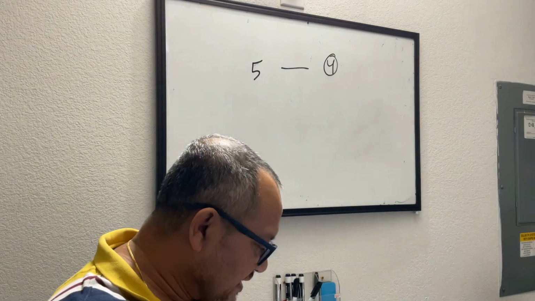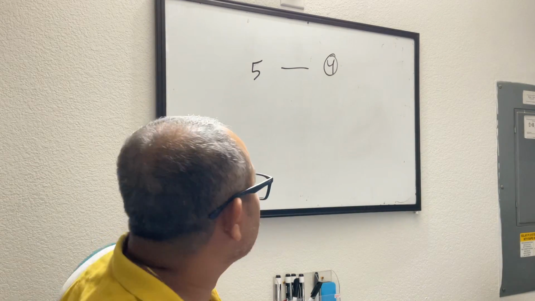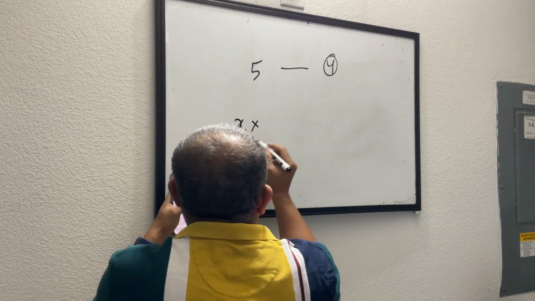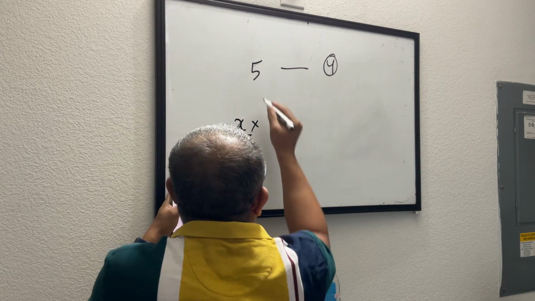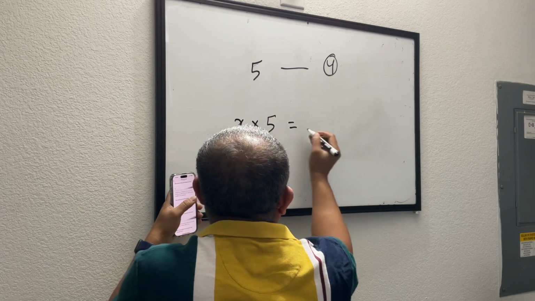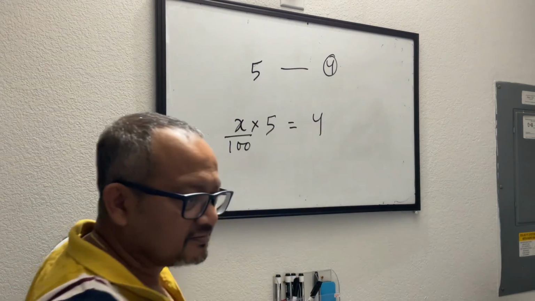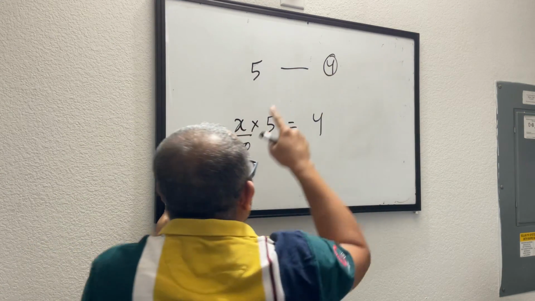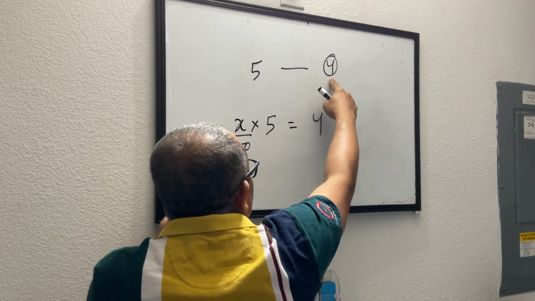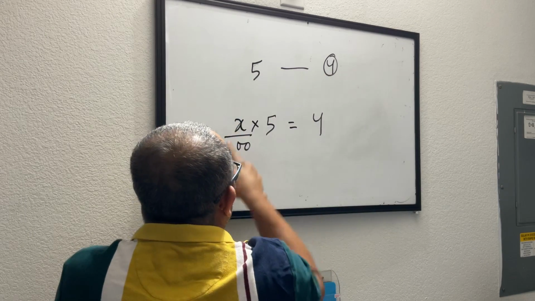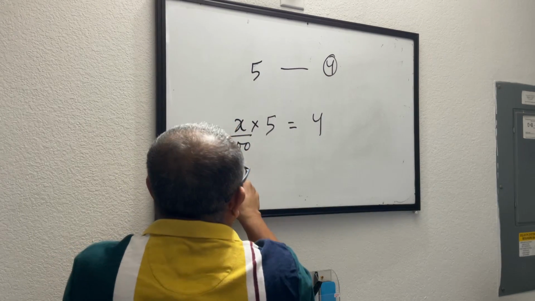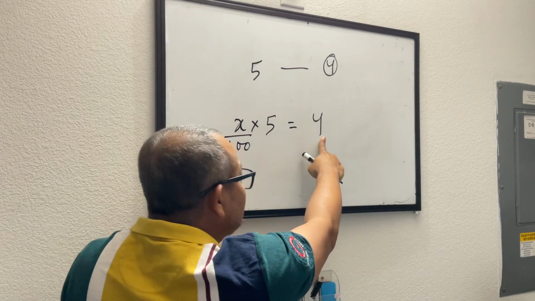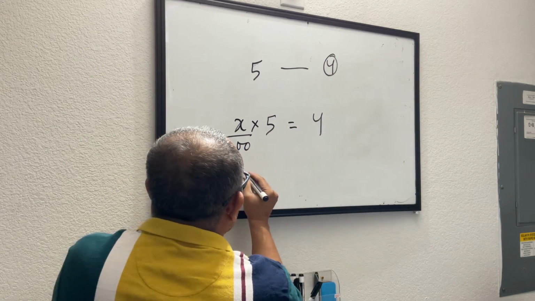So it says, for every 5 species, 4 are insects. The question is, what percentage of species are insects? Let's say X percent of species, which is 5, are insects. For every 5, there are 4 insects. So we don't know what this percent is, right? So let's say that percentage is X. So X percentage of all the species are insects. I'm just putting that in the story. So what is the value of X?